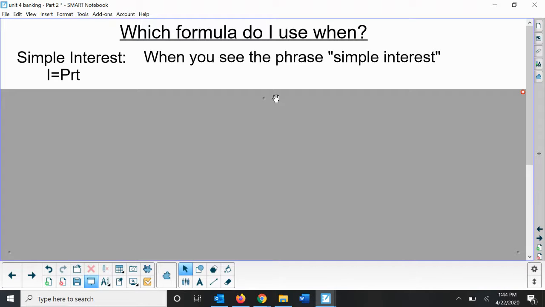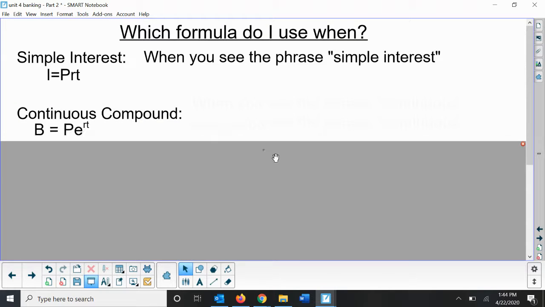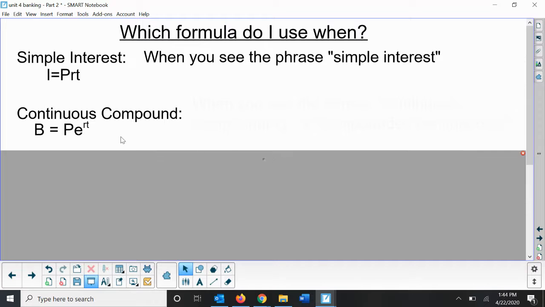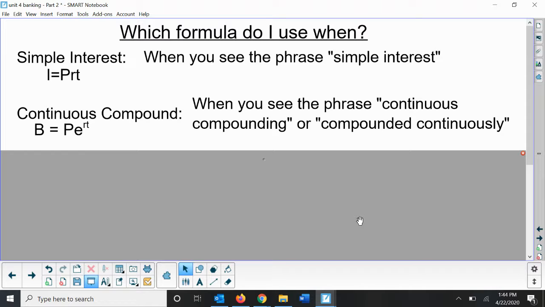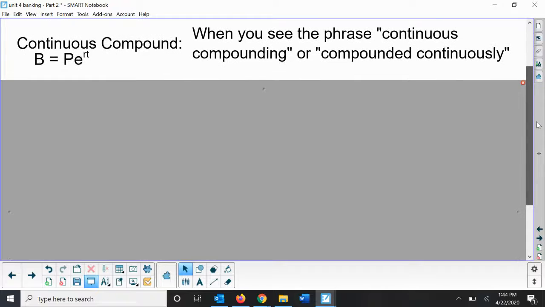Then I'm going to jump around a little bit in the order that we did these, but the next easy one to identify is compounded continuously, or continuous compounding. And that's our formula for it right there. And for this one, again, you're looking for that phrase, continuous compounding or compounded continuously. The order that they put that doesn't matter. It means the same thing. But you're just looking for that phrase, and that tells you we're using the continuous compound formula with our E, our exponential base.